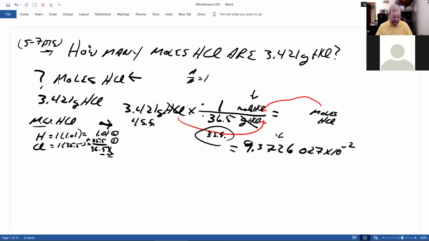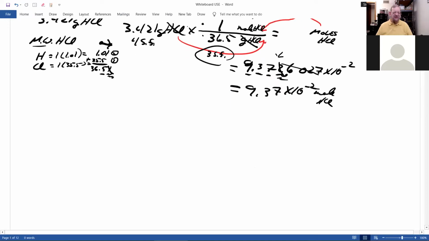Go. Time's up. Keep the 9, keep the 3, keep the 7. The 1 used to round off is 2. Is that 4 or less? Yes. And therefore, everything else you drop, and the correct answer here would be 9.37 times 10 to the minus 2. And if you don't put the units down, I don't care, but I do, moles of HCl. And that's how you do it. Let's do one more.